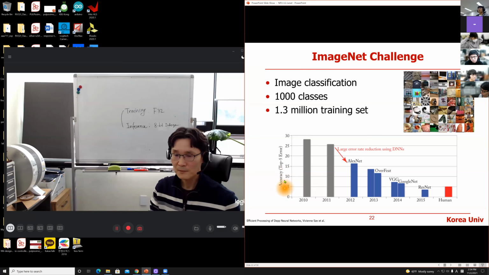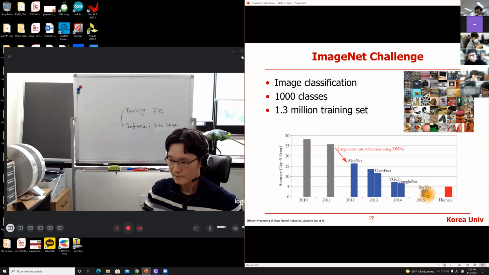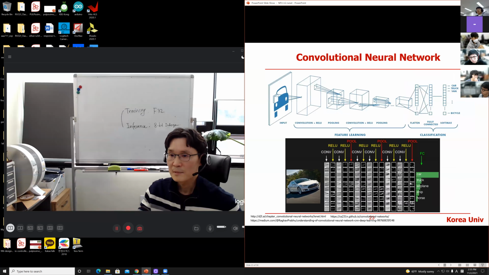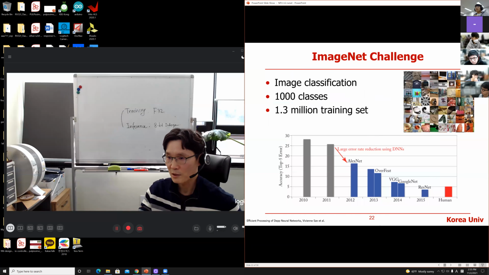If you look at this graph, accuracy, top 5 error. The human error is 5%. In 2010, it was like a 28% error rate. But if you look at this ResNet model, it performs better than humans, right? Human is 5% error, but this one is even lower than human. But it is a very complicated model, ResNet.